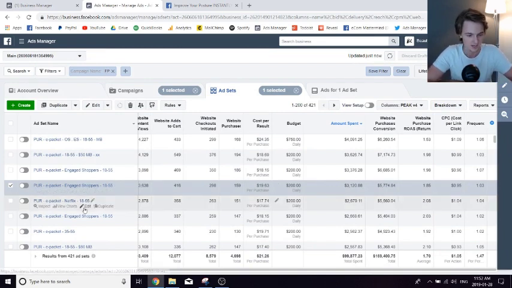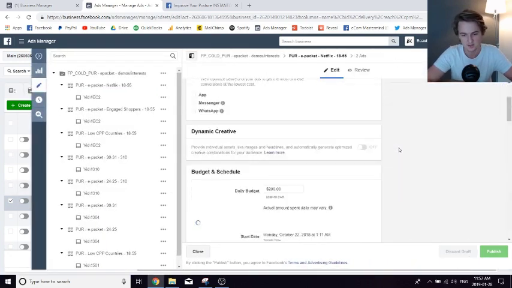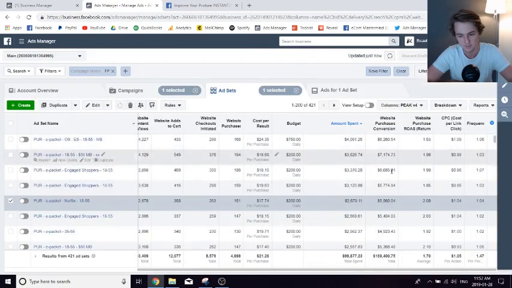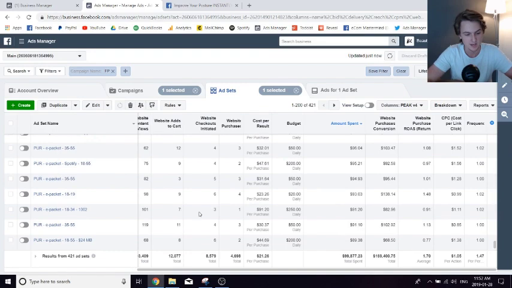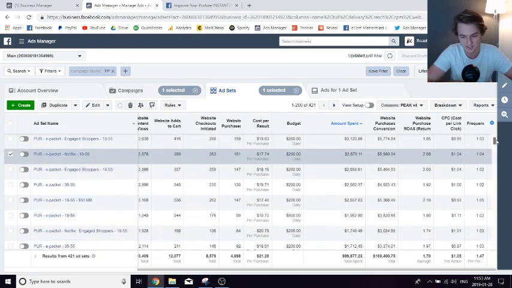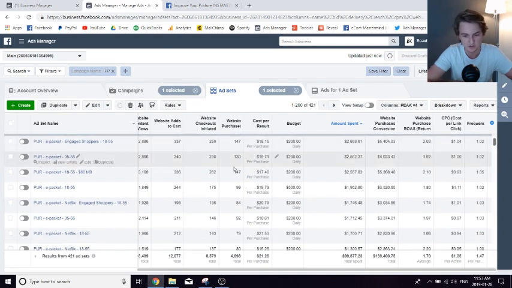I was targeting broad interests as well. Like this one is just Netflix. And as you can see, 120 million potential reach. So it's doing great. Engaged shoppers, same thing. I had all these different audiences that are just extremely broad audiences that I was testing and I was spending a lot on. And then I was trying to narrow in a bit.